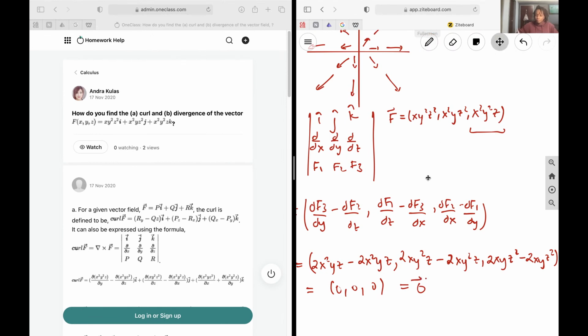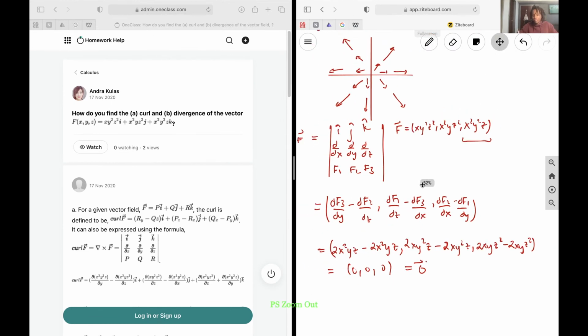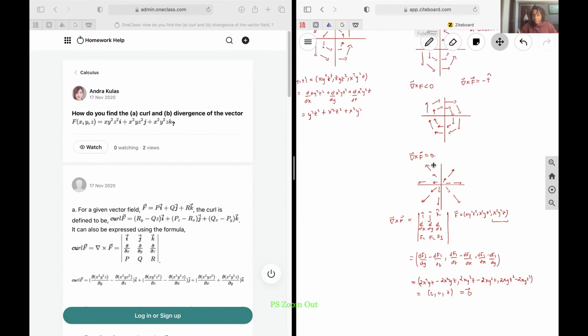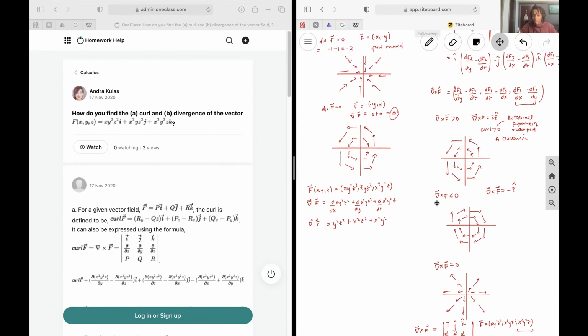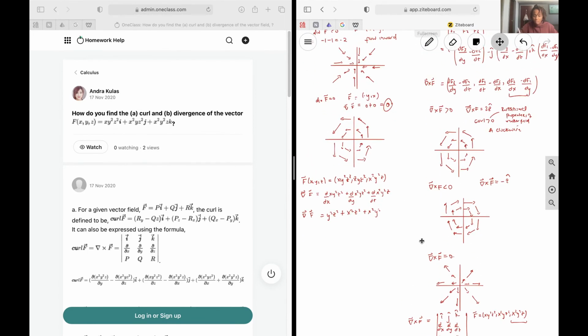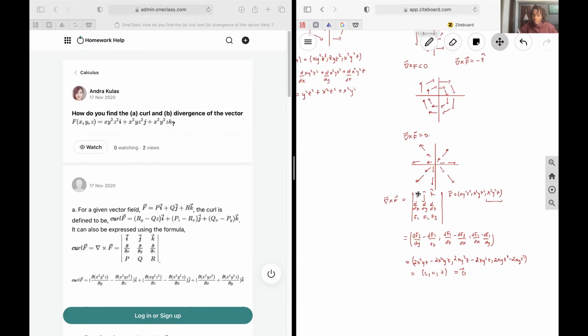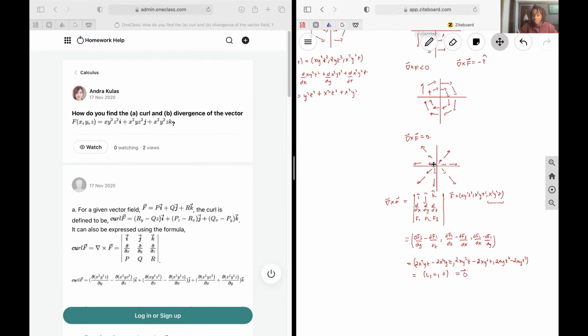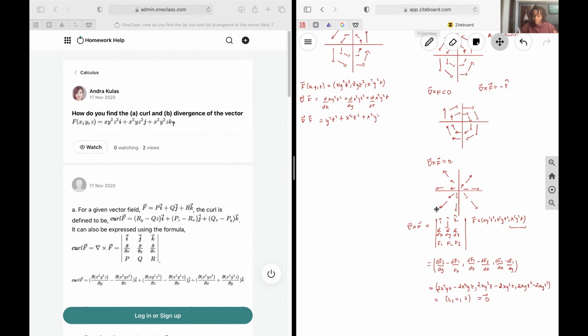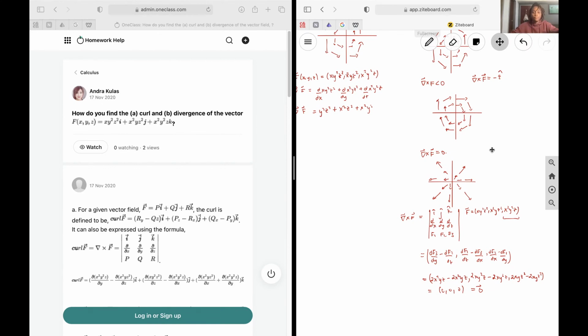And so as my final answer, I see that in the first case, I have a non-zero divergence that is going to be this, and for my curl, I have a 0. So it's going to be a vector field with no rotational properties, and it will be flowing inward or outward depending on the value of x, y, and z. And those are going to be your final answers.